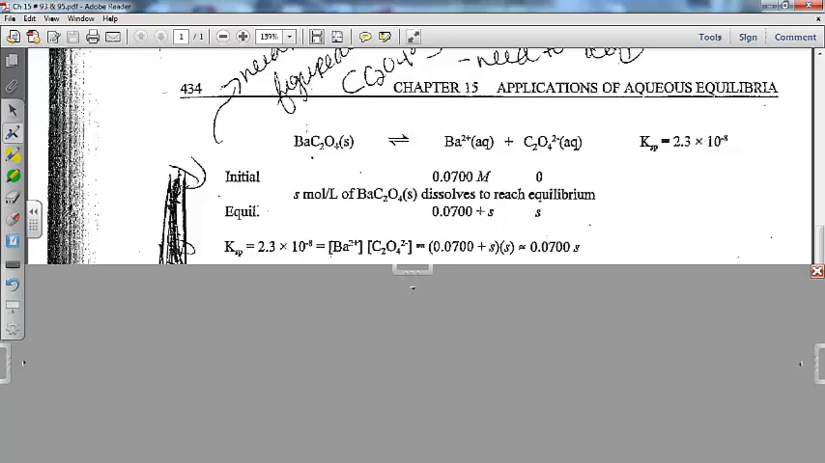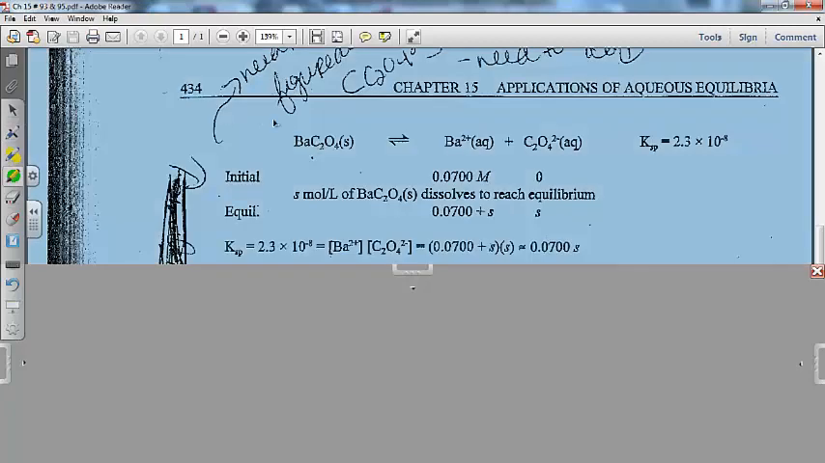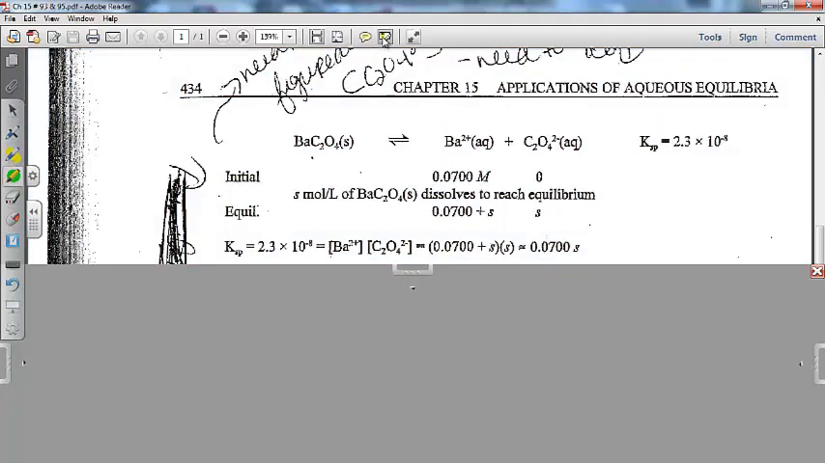Now remember that we do not include the solid, because it's a solid. So the only thing that we have to start with right here is the 0.0700. We're going to go ahead and add in the S so that our KSP value is equal to 0.0700 S.